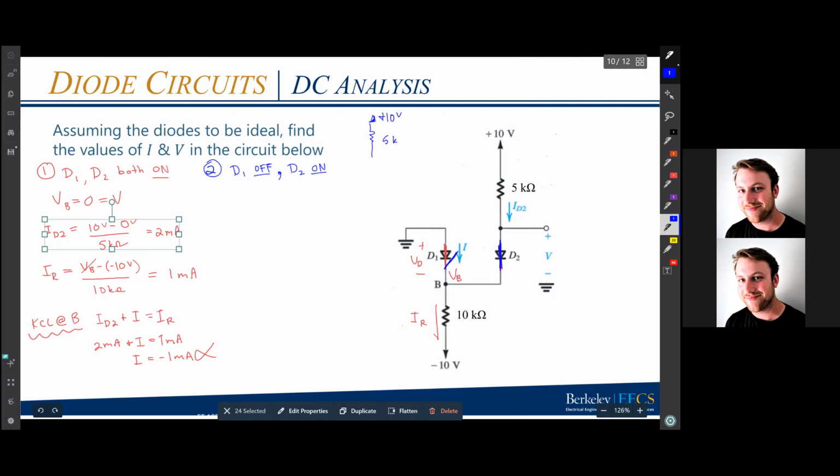I have my 5K. I have my VO, V, which is actually referenced to ground. So that's something to be careful with when you have these rails. D1 is open, so that ground is not doing anything. And then D2 is shorted to the 10K resistor, which is connected to my negative supply. And so I have something that kind of looks like a voltage divider.